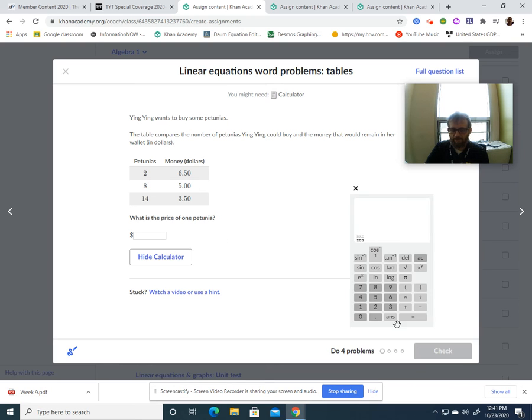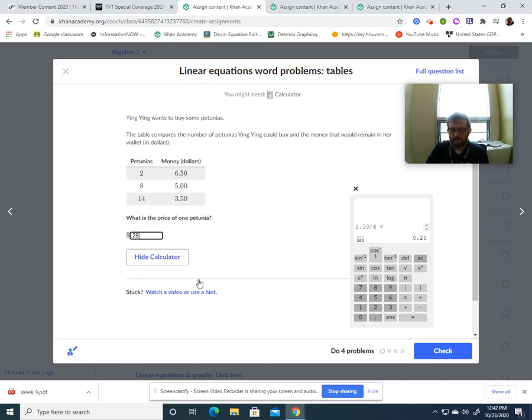Now maybe you'll go to calculator. $1.50 divided by 6. You get 25 cents per petunia. That's what the rate of change is. You want to know the price per 1 petunia. That's your slope. You bought 6, and it cost you $1.50. So $1.50 divided by 6 gives me 0.25.